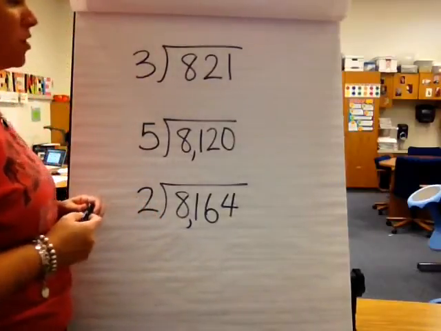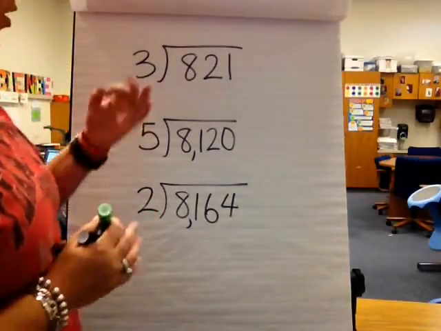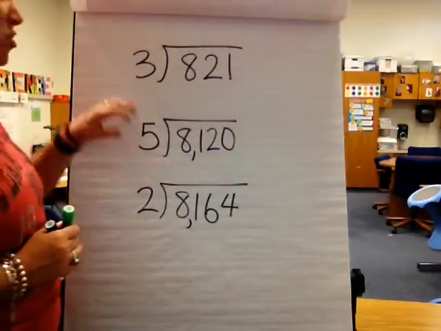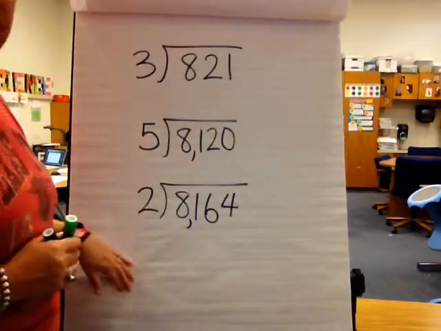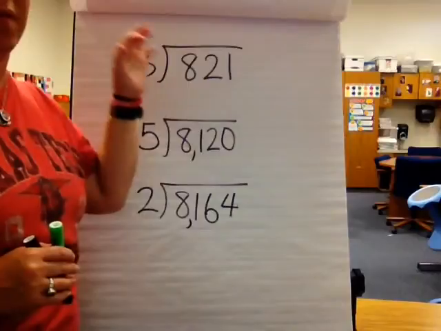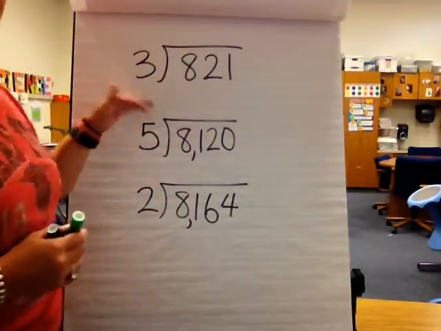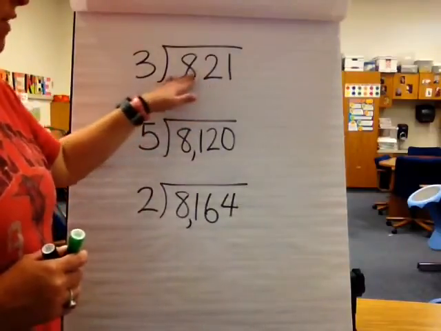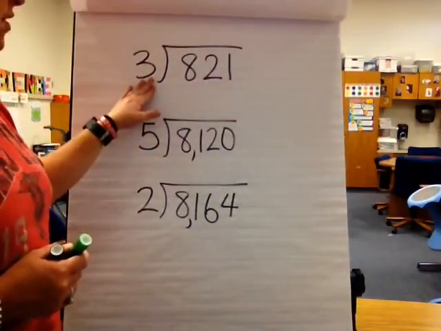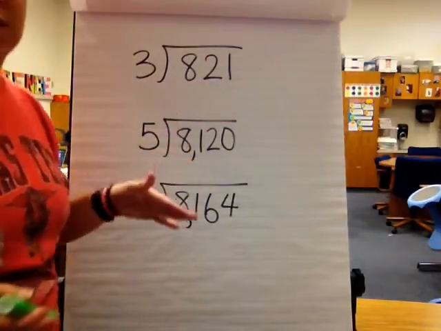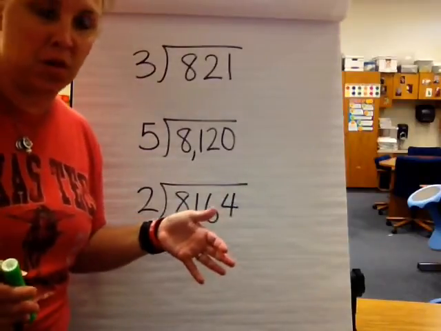Hey guys, today we're going to talk about divisibility rules. You would use divisibility rules when you're talking about division, fractions, or factors. By the end of this, you're going to be able to tell me if 821 is divisible by 3. And it is, but the question is, will it have a remainder or not?